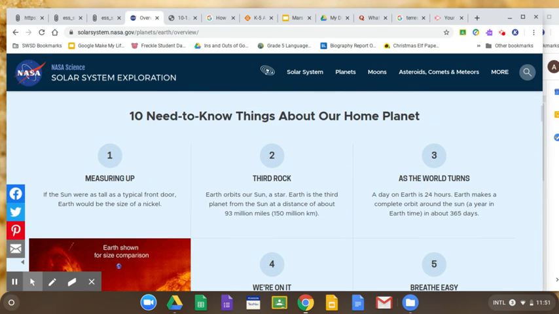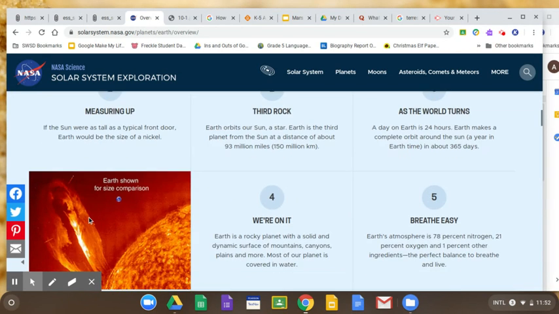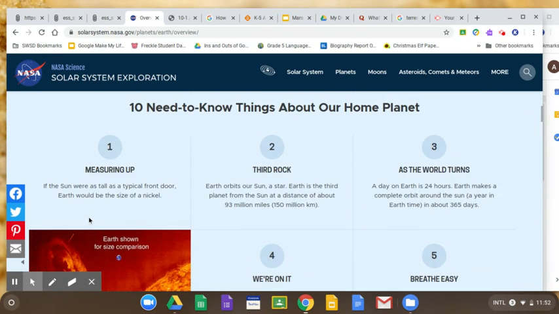Also down at the bottom it says 10 need to know things about our home planet. Like this over here, the Earth has 24 hours. You already told us that. Don't tell us that again as an interesting fact. But this might be one. If the Earth were as tall as a typical front door, Earth would be the size of a nickel. That's just putting in perspective the sun and the Earth. So that could be an interesting fact.